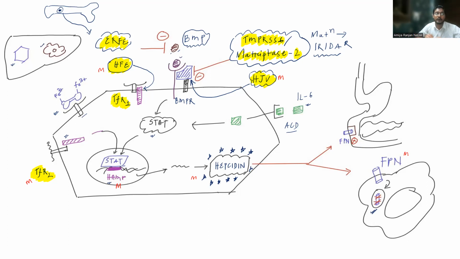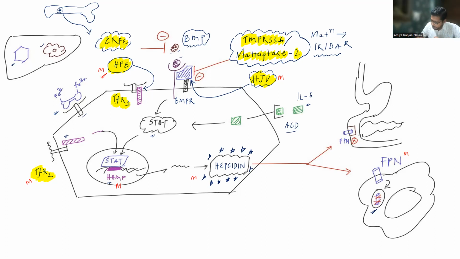Whenever there is a loss of function mutation in TFR2 or HFE or hemojuvelin or the HAMP gene, there will be decreased production of hepcidin. So hepcidin will not be produced if there is mutation in all these things. That will cause increased iron absorption and increased iron storage inside the macrophages, and that will cause a condition that is known as hereditary hemochromatosis. Okay, and the most common cause of hereditary hemochromatosis is HFE gene mutation. More on this we'll discuss when we discuss hereditary hemochromatosis. But remember, mutation in all these can cause hereditary hemochromatosis.